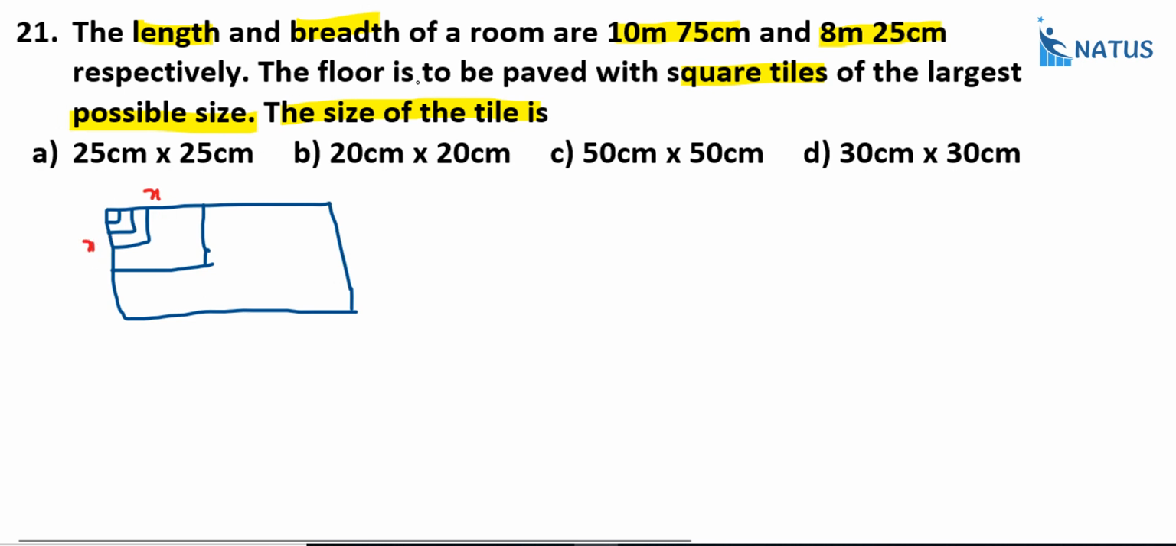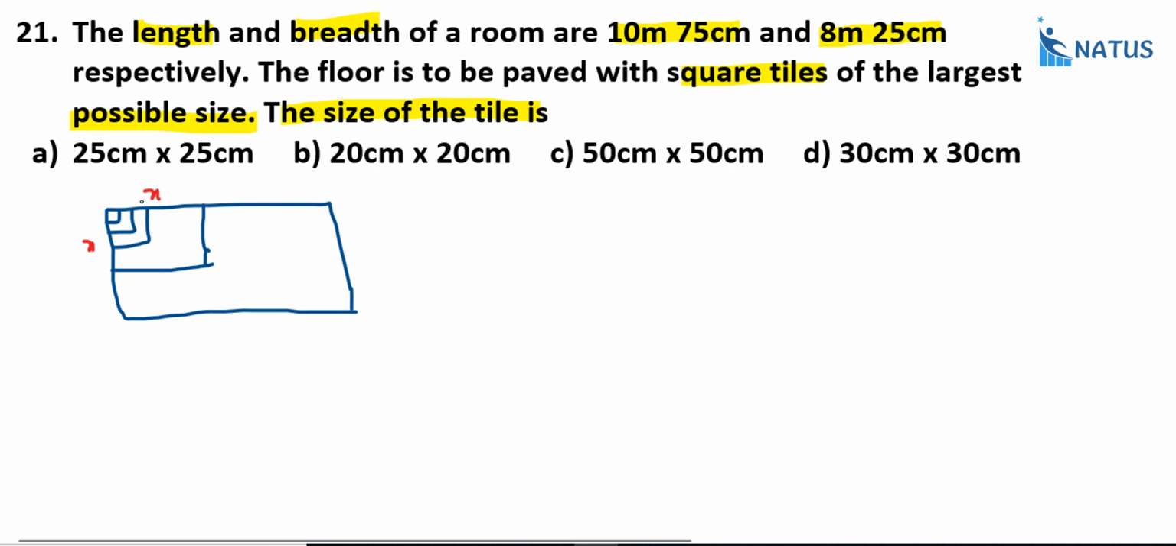Next, what is the question? The floor is to be paved with square tiles of the largest possible size. So the tile length must be a factor of this entire length. In the same way, the tile breadth must be a factor of this rectangular breadth. Here these two are the same. This length is a factor of this total length, and this breadth is a factor of this total breadth. So what we require, the largest side, is equal to the largest factor.